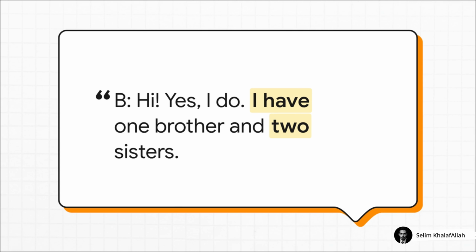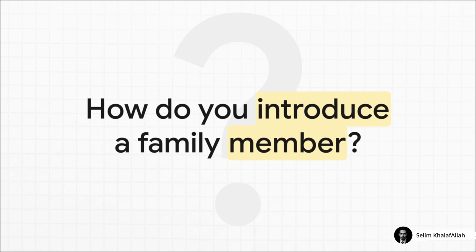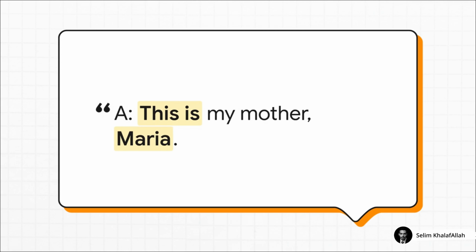And then they use the rule we just learned. I have, because the person is talking about themselves. I have one brother and 2 sisters. It's perfect. That was great for talking about family. But what happens if your family member is right there with you? How do you introduce them to somebody else? Let's check out how that works. And it's this simple. The key phrase is this is, followed by your possessive adjective and the family member. This is my mother. And you can add her name, Maria.